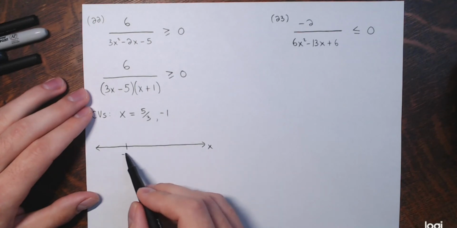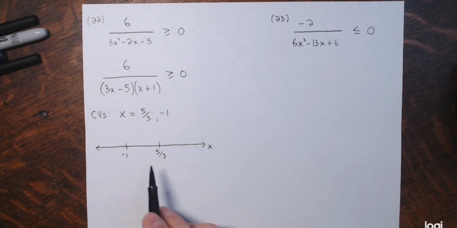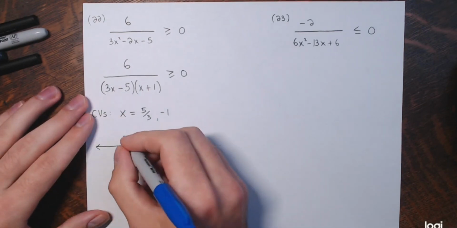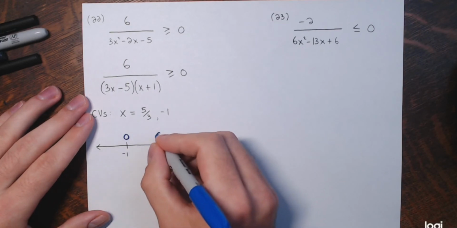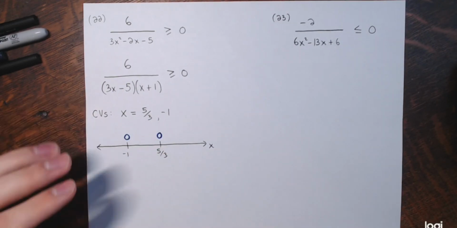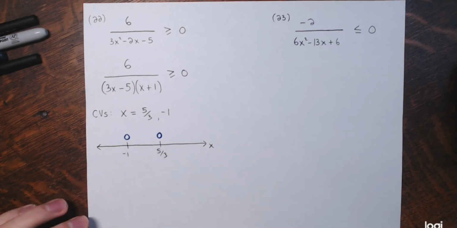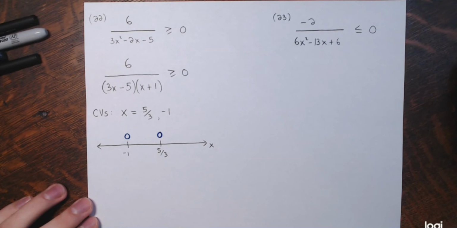-1 would be to the left of +5/3. Once again, neither of these would be a solution because they both make the denominator 0. Right? Denominators can't be 0, so I put open points above those. And then we'll test some values in these intervals around the critical values.